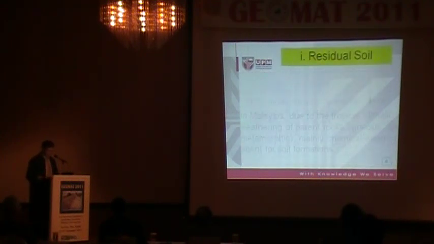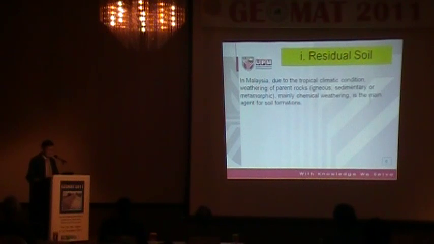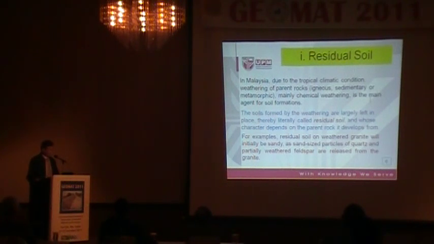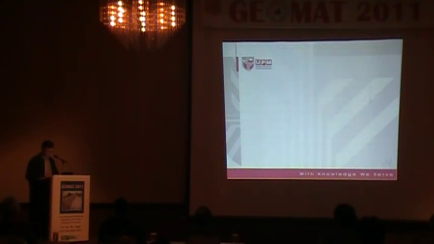Okay. Now, residual soils are basically soils which have been formed in situ by extensive chemical weathering, because we have very high temperature and very heavy rainfall, typically 4,000 millimeters per year. So that's the main agent of the soil formation. By virtue of their formation, this is being left in place for the residual soil, and whose character depends on the parent rock from which the soil developed. For example, residual soil on weathered granite will initially be sandy, as sand-sized particles of quartz and partially weathered feldspar are released from the granite.